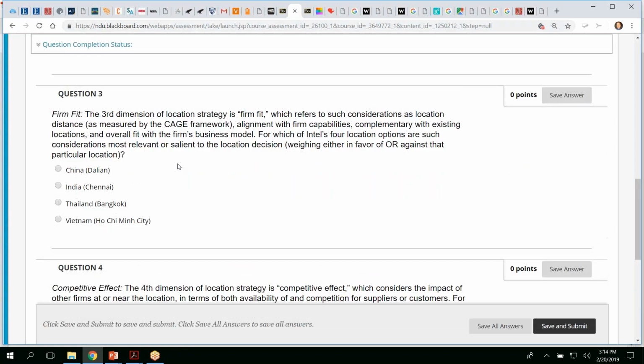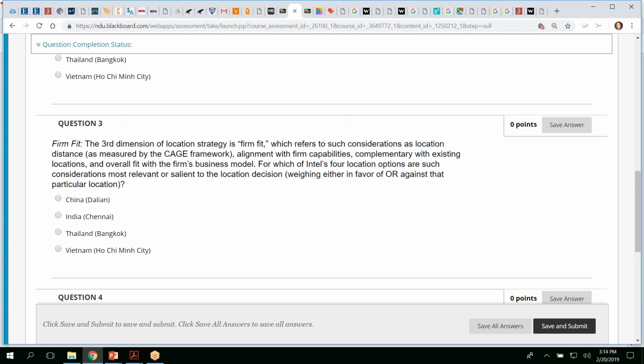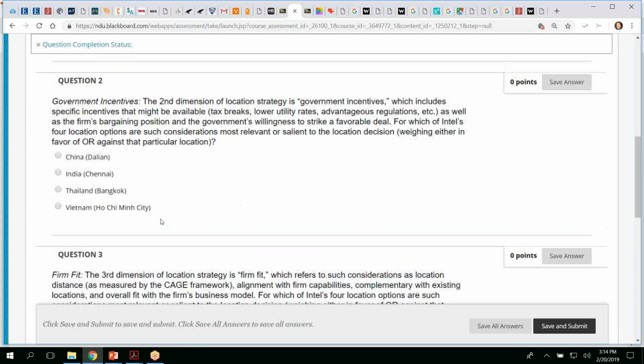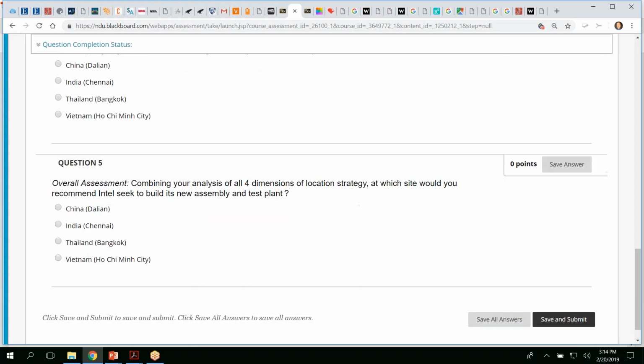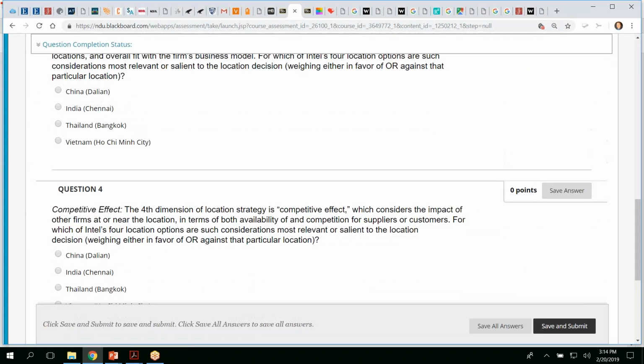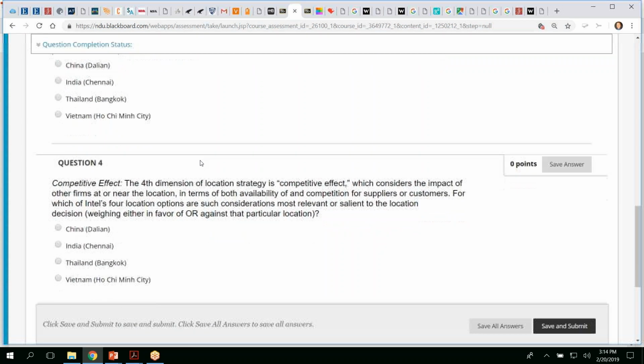And so you'll know, or in terms of firm fit, right? China is probably the most logical one to go there because they already have 2 locations in China, right? Or they may say, you know, government incentives, right? But the point is that you will, from the first 4 survey questions, you will know sort of which, if you want to talk about one of the dimensions, you'll know where the students think that you have a most interesting case study to talk about.